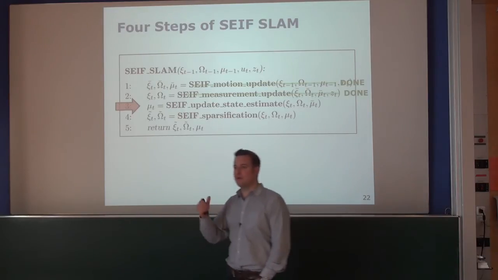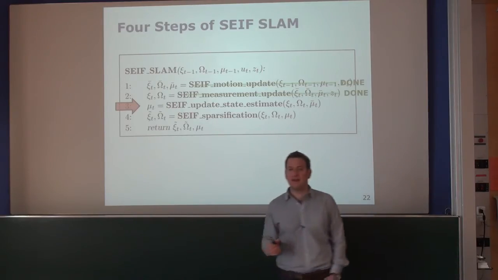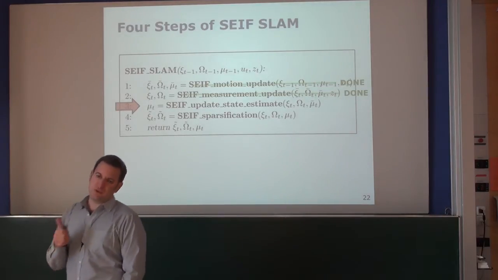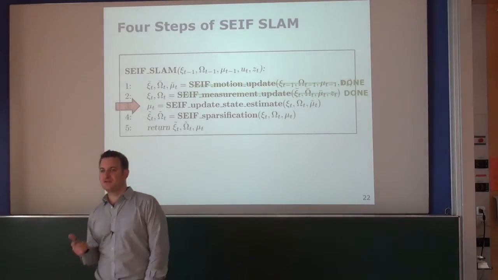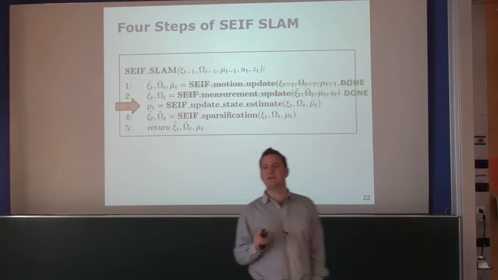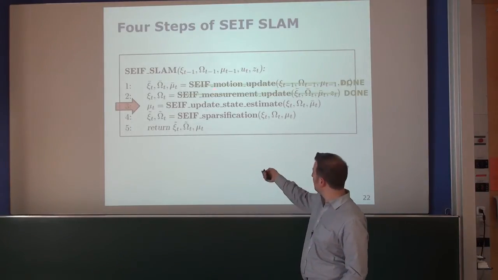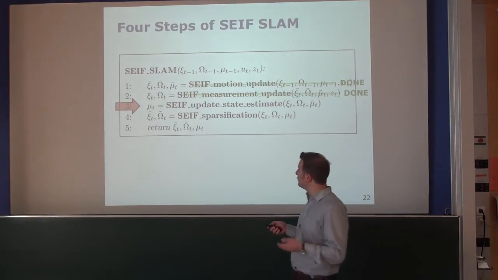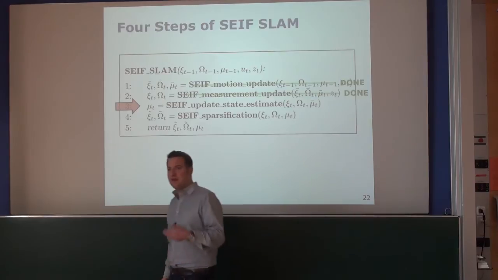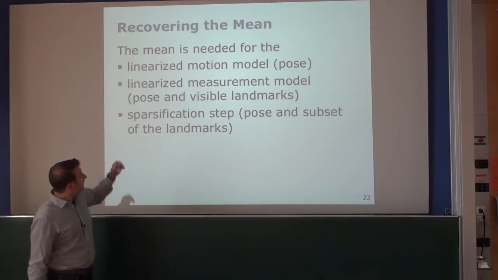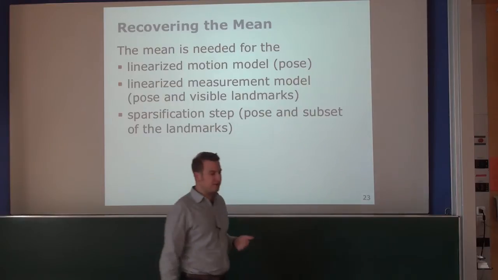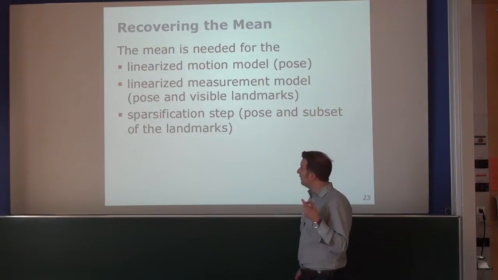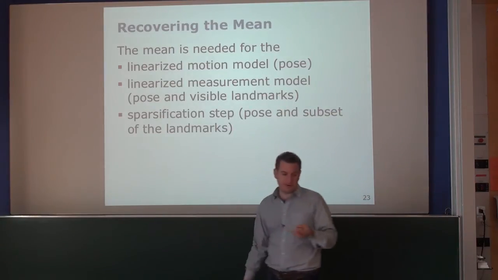So what we have now is, after we executed the second line, we have an information matrix computed, which is potentially not sparse anymore. We have an information vector, and we have the predicted mean, but not the corrected mean. This is the result of the measurement update. And now we have to look at how we can actually recover the corrected mean estimate based on those quantities. Again, the predicted mean is important for me. It's just what I said before: in the motion model, for the measurement model, and also for the sparsification step.